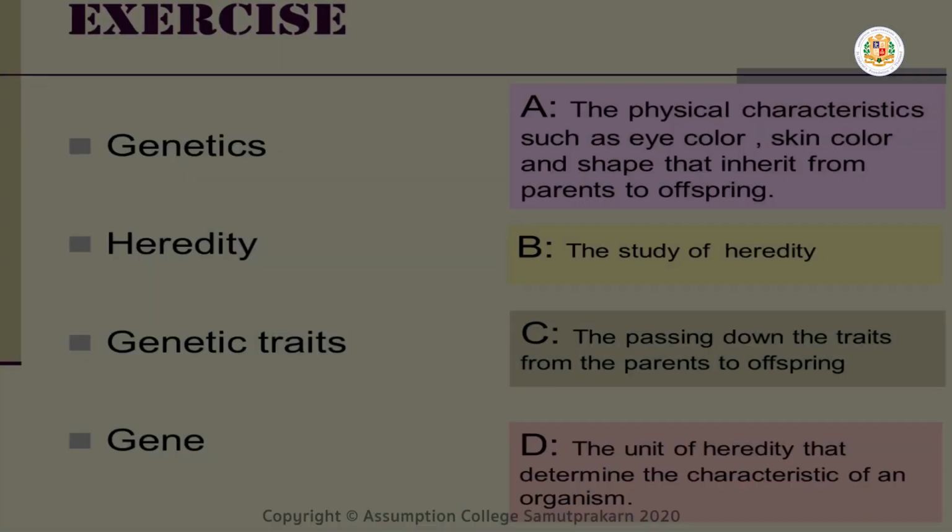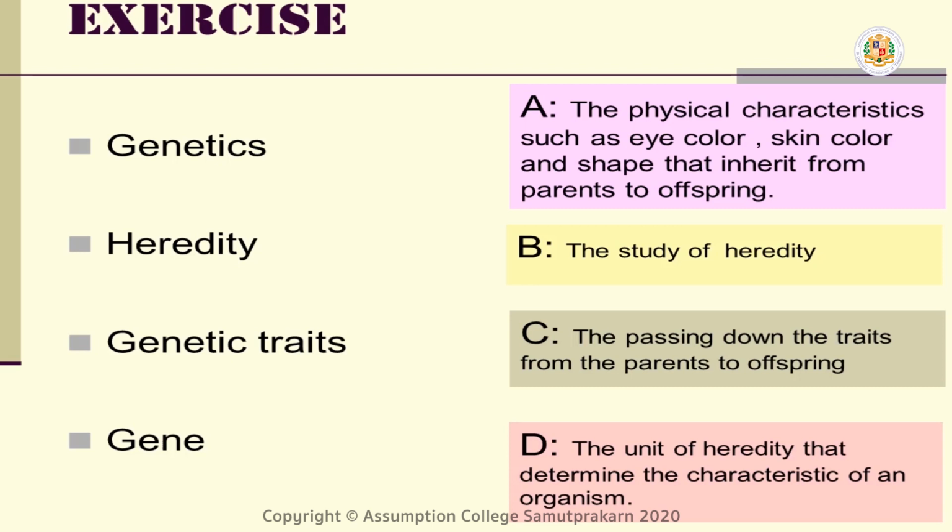Exercise. In this exercise, what you're going to do is you're going to match the column A to the second column. In column A, you can find words such as genetics, heredity, genetic traits, and genes. As what we have said, we are going to simply match each word to the definitions that you can find on the second column.